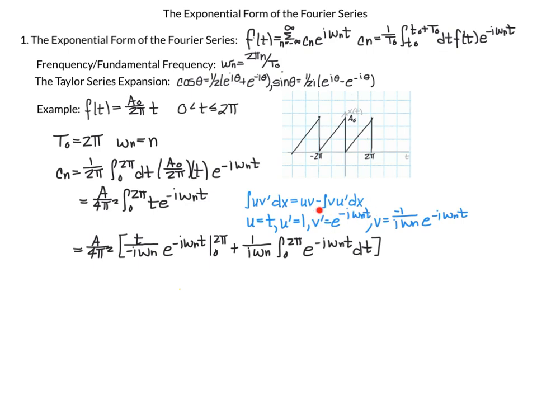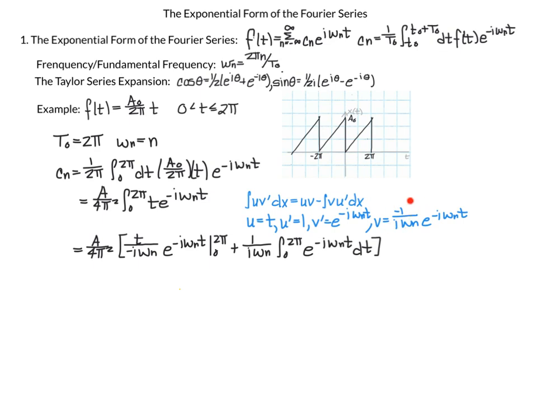That means v, when we integrate it, is minus 1 over i omega n e to the minus i omega n t. So plugging into our formula, u times v, that's t times this v here. So t over minus i omega n e to the minus i omega n t, evaluated 0 to 2 pi, plus the integral of v times u prime. So u prime is 1, so we just need this v over here.